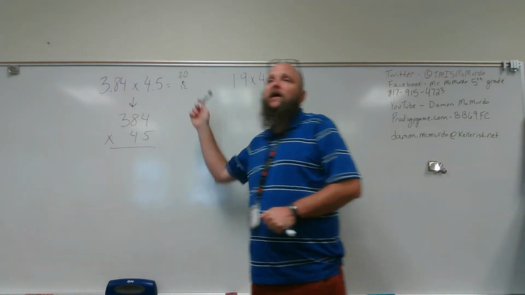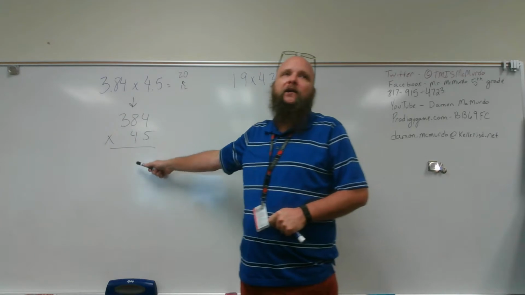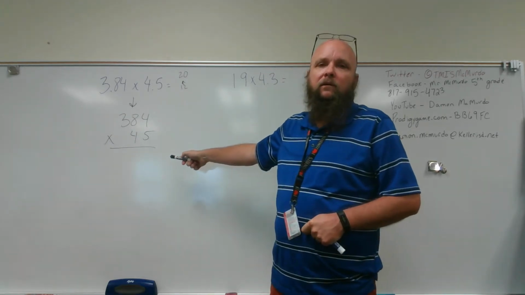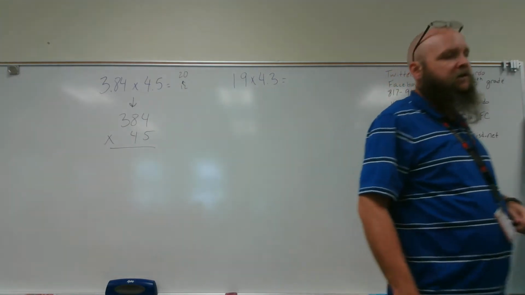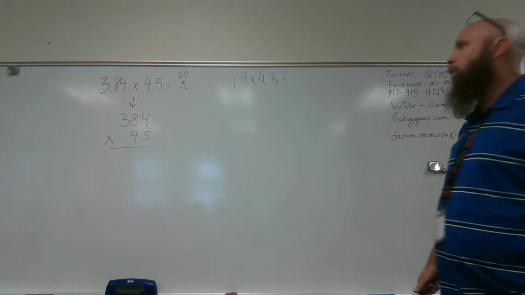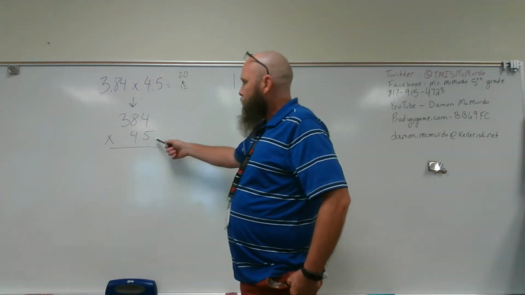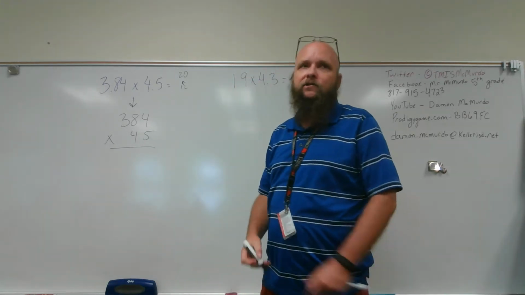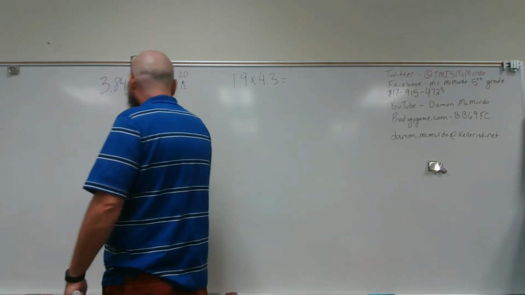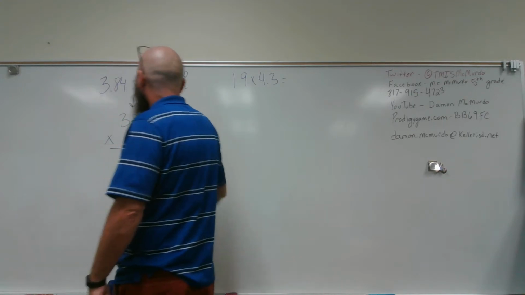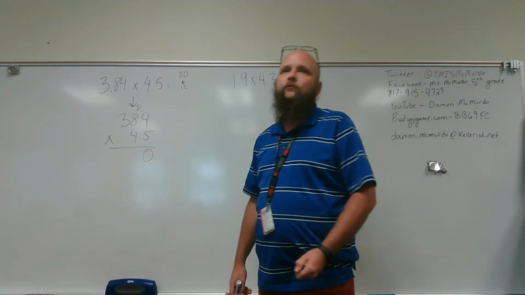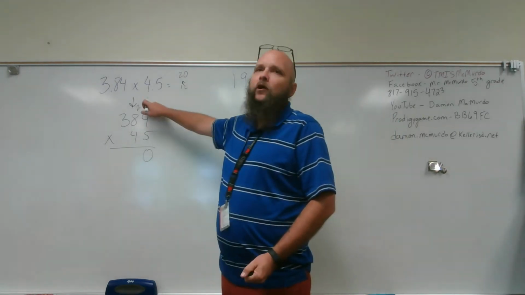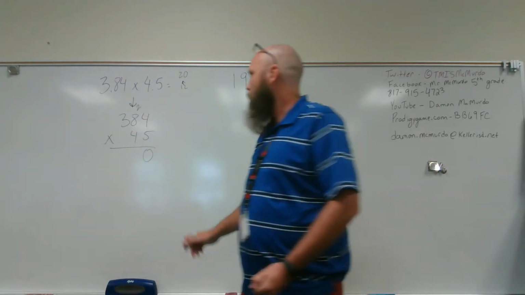We ignore them until we get to our final product. So now we're going to start with our ones place as it's written. 5 times 4 is 20. Put my 0. 5 times 8 is what, class? 40. 40 plus 2 is? 42.